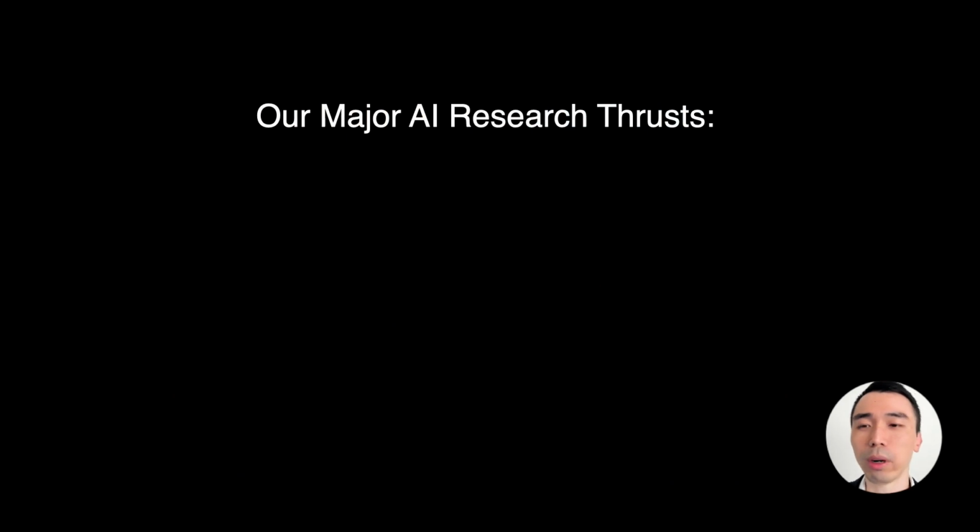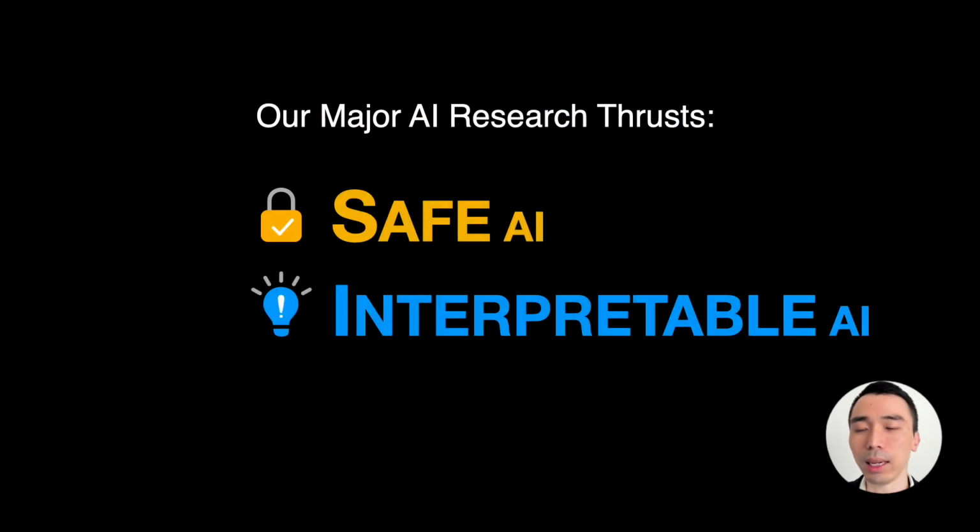And these days we are working on two major research threads, safe AI and interpretable AI. Safe AI means how do we protect the AI models from harm, and also how do we identify vulnerabilities. And interpretable AI means how do we help people understand what these models are doing. And today's focus is on the second one, particularly on how to use visualization to help with interpretation.